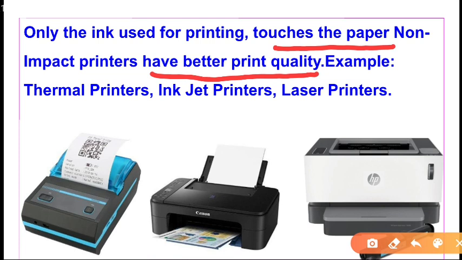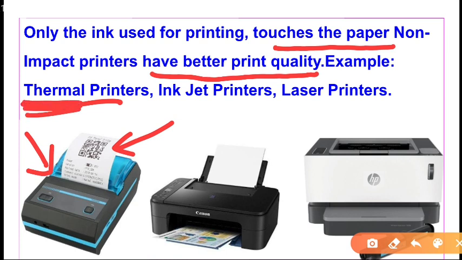There are three examples of non-impact printers. Thermal printers. See, this is how thermal printers look. Thermal printers use a special type of paper, called wax paper. This special type of paper is used on the thermal printers. And the word thermal is related to heat. So these types of printers use heat on this paper to print. Barcodes and different things are printed on thermal printers only.